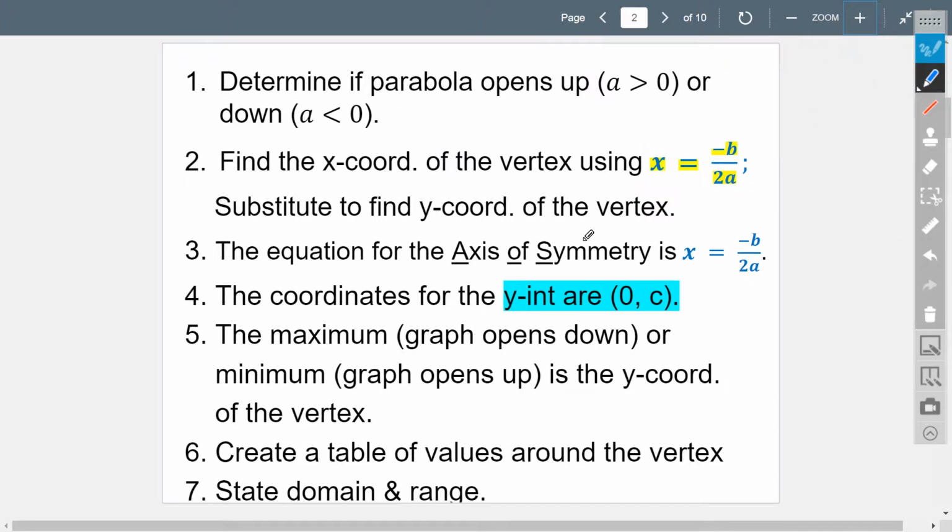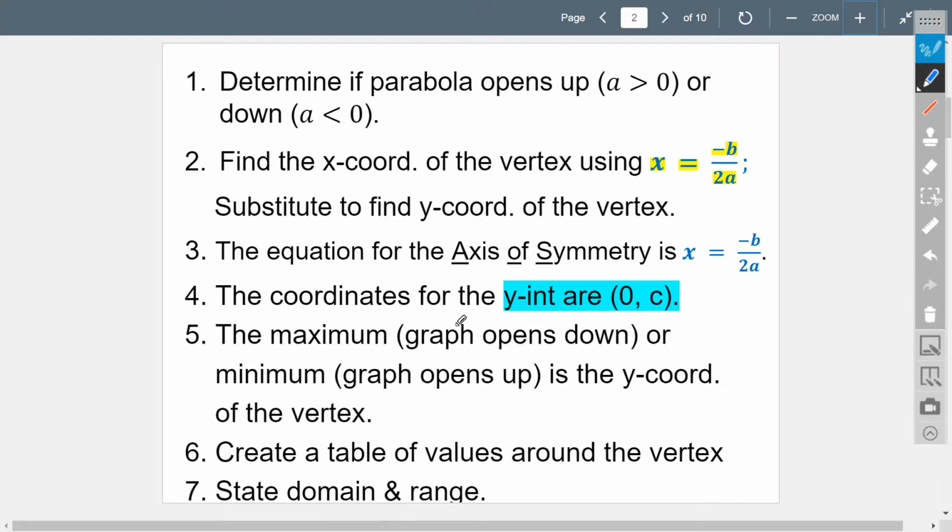The axis of symmetry is a vertical line that goes through the vertex, so it's the same as the x-coordinate of the vertex because it's vertical and it goes through the vertex. Now, when we're looking at standard form, ax squared plus bx plus c, the y-intercept is when x is 0. If x is 0, then these terms disappear and you get c. So you can quickly identify the y-intercept just by looking at the c value.